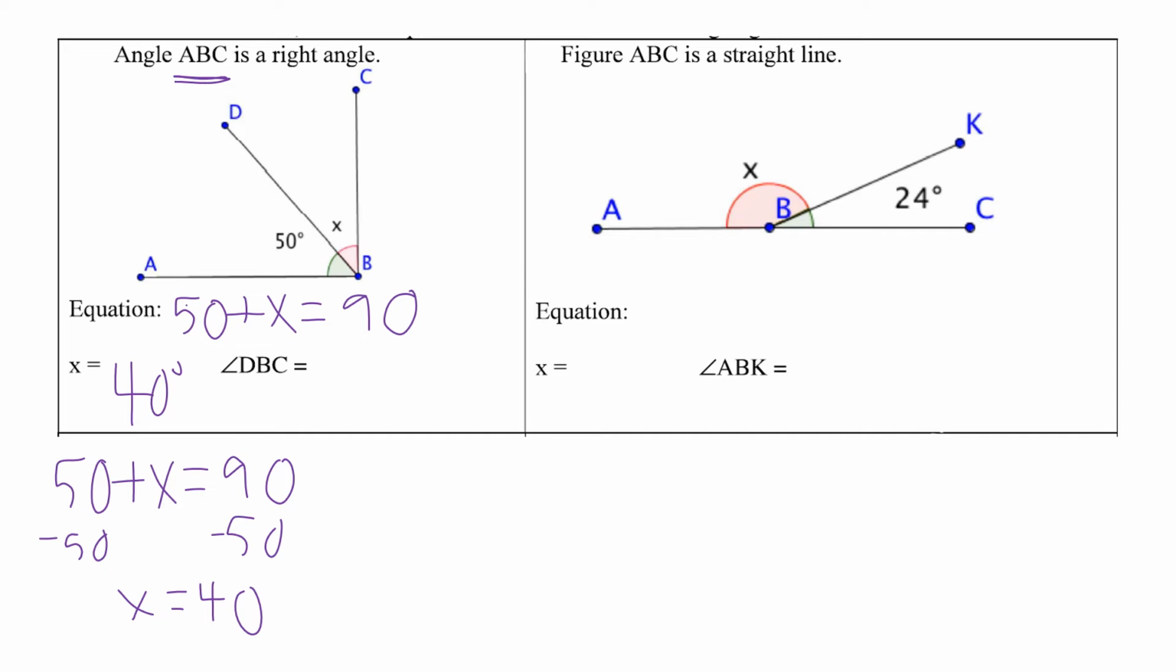So then it says angle DBC. So we just connect those letters, D, B, C. Oh, well that's just x also. It's just another way to name it.